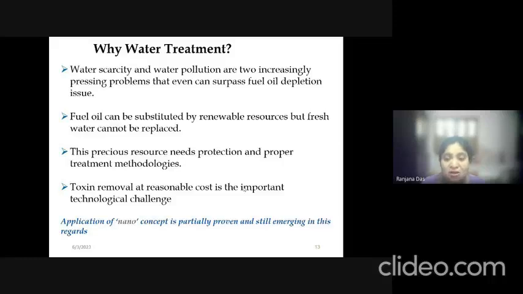So we need water treatment because water cannot be generated. We can't generate water. We can only preserve water, recycle water, and reuse water. That's why water treatment is a very, very important research and development domain. And in water treatment, our main objective is toxin removal, so that it is comfortable for our consumption, whether it is potable water or just drinking water.